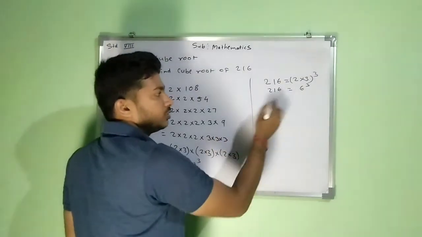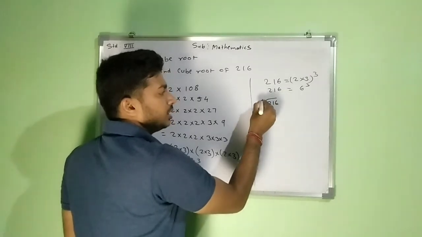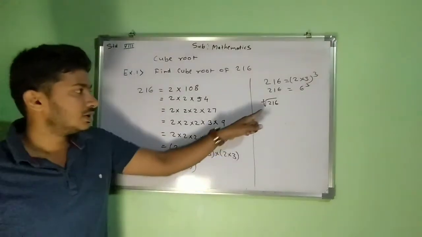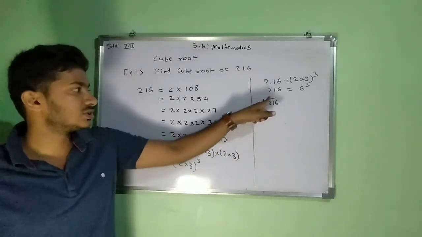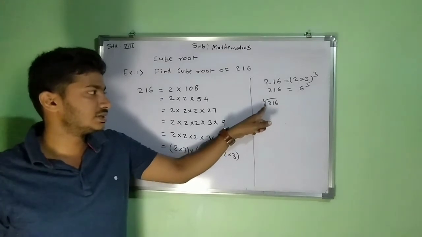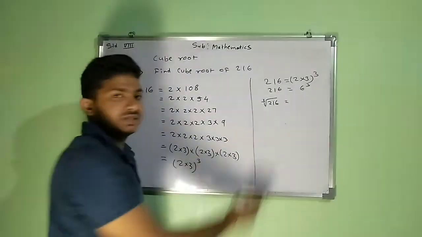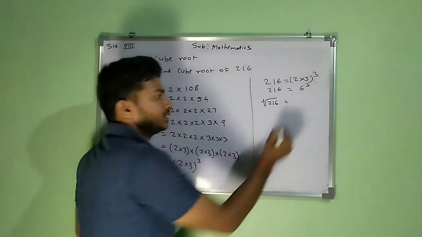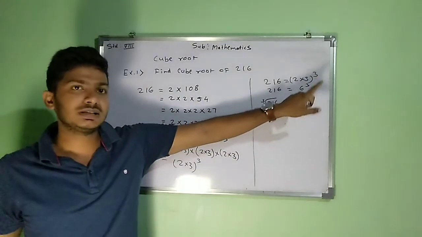So after taking cube root on both sides, 216 will be written like that: 216 and 3 will be here at the index of the radical sign. Okay. This sign is called the radical sign. So by using radical sign, cube root of 216 is written like that. And cube root of 6 raised to 3 will be 6 only. Okay. So that 3 will be cancelled.